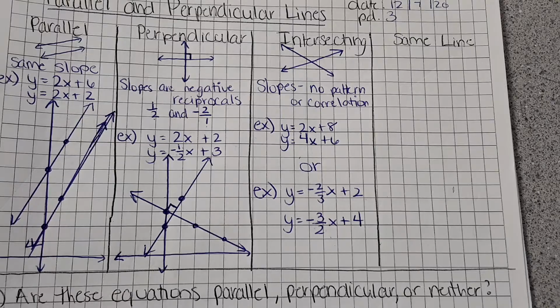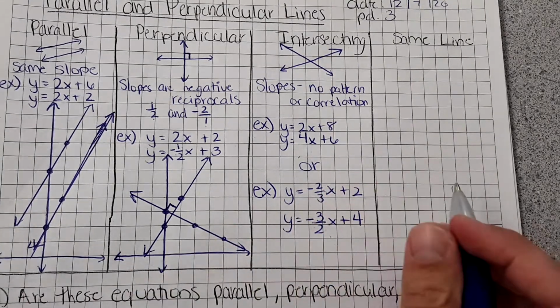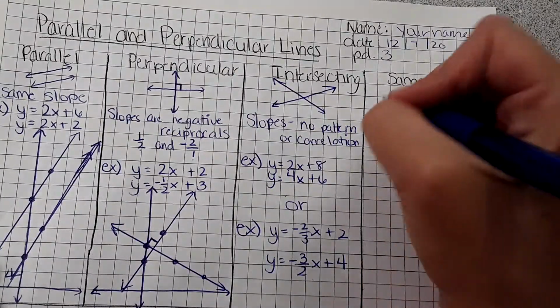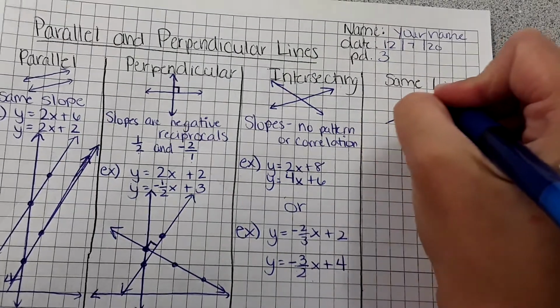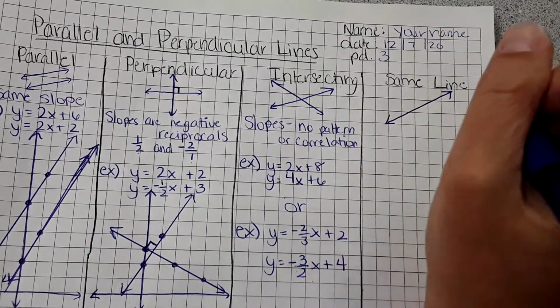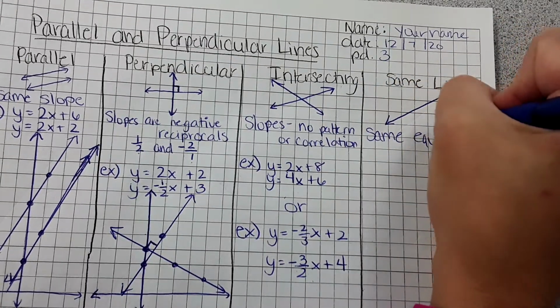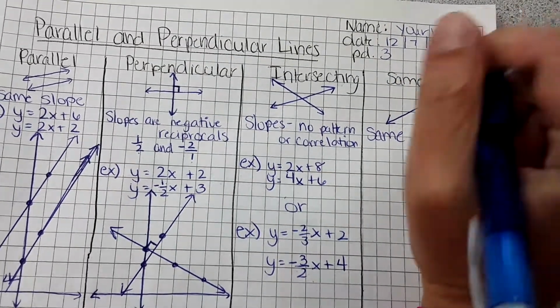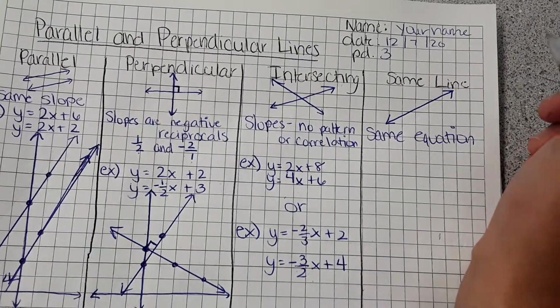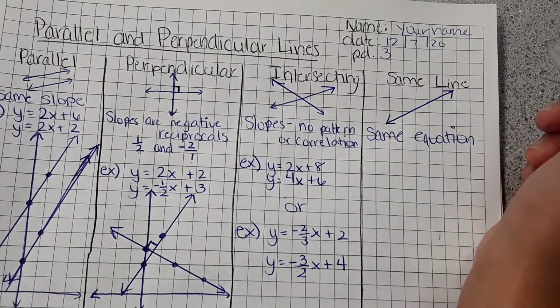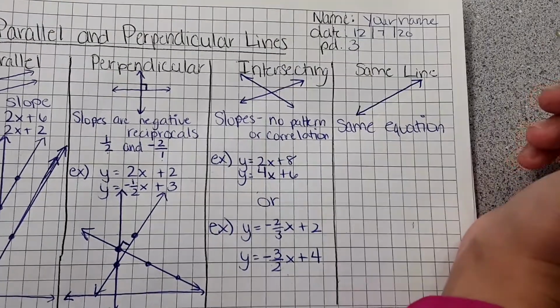And the last scenario would be same line. This comes up in the Khan Academy questions as well, where your equations are just the same equation. If it's the exact same equation, same slope, and same y-intercept, it is the same line. It's not always as obvious as it seems, though.